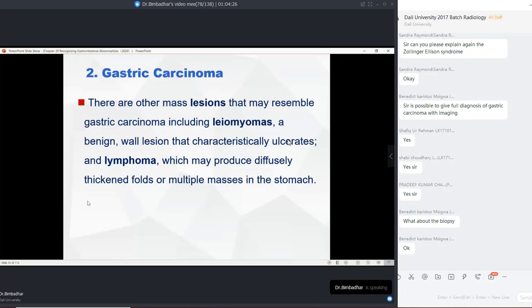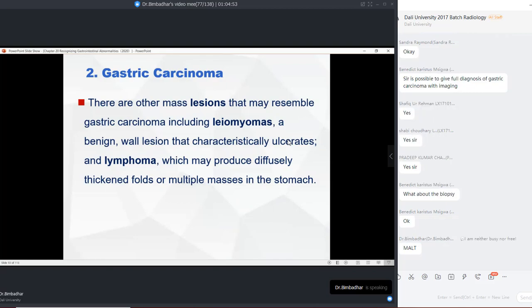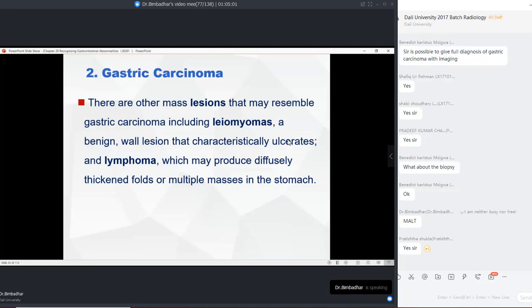Gastric wall, a benign gastric wall lesion: leiomyomas can arise from the muscularis layer of the stomach, and then lymphomas produce diffusely thickened folds or multiple masses inside the stomach. There is also another condition, and I think maybe you have heard this name. Have you heard about this name called MALT? Yes or no? Can somebody tell me what is a MALT? What is MALT? Full form?